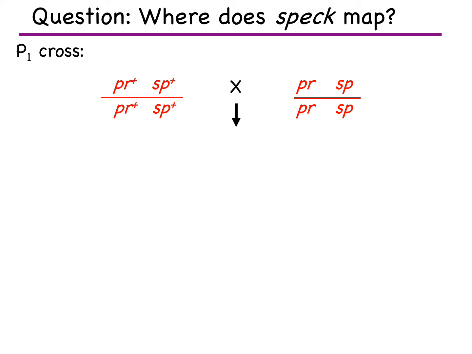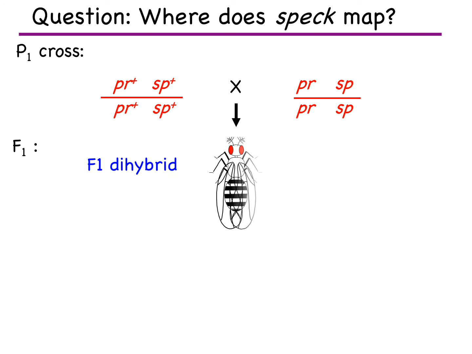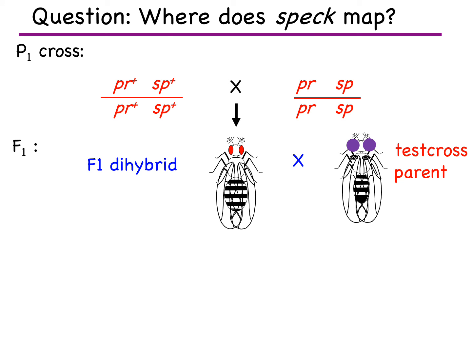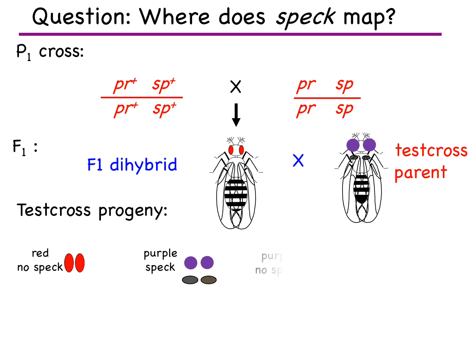So this is the set of crosses we did. We take a pure breeding wild type fly, so it's got the wild type alleles of the purple and spec genes, and we're going to cross that to a homozygous recessive for both of these traits. And we're going to create this F1 dihybrid. Based on the cross that was carried out, we should know the phase of the alleles in this dihybrid, and we're going to do a test cross. Again, you know what the test cross genotype is. It's homozygous recessive for both of the gene pairs we're looking at.